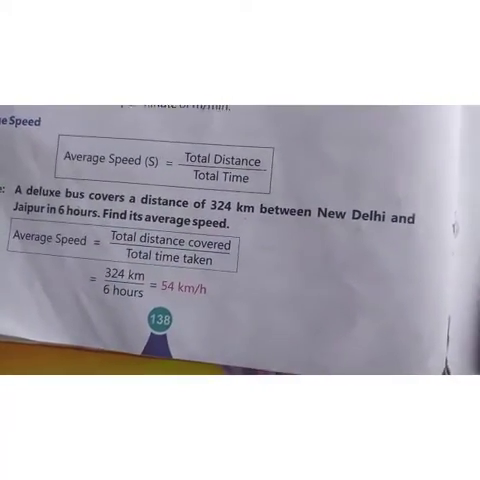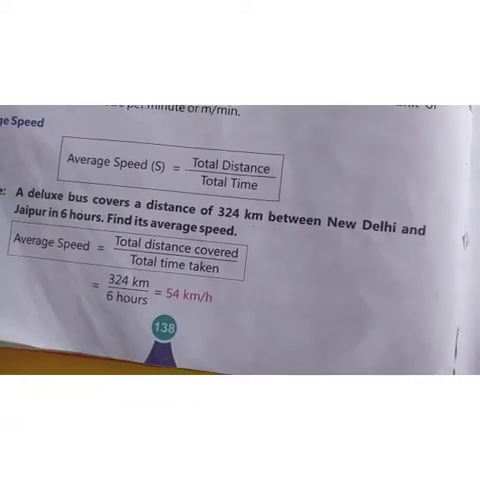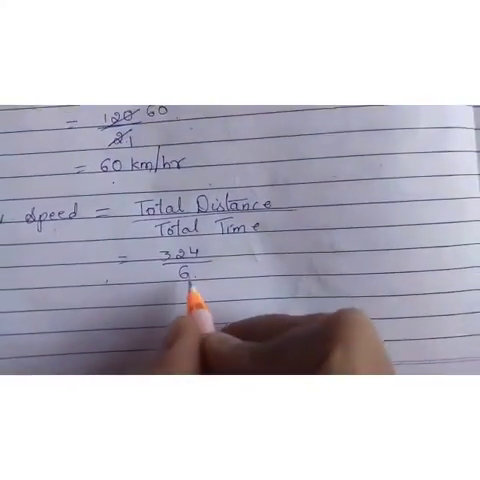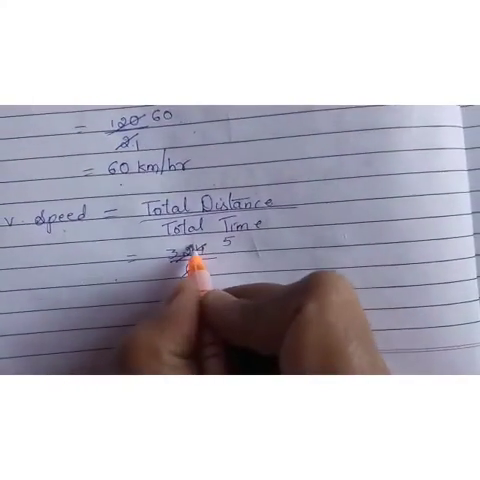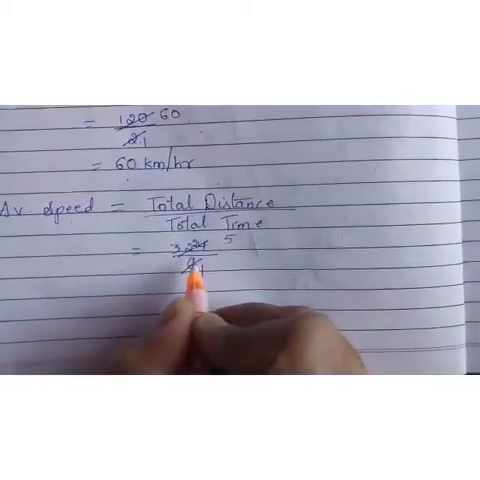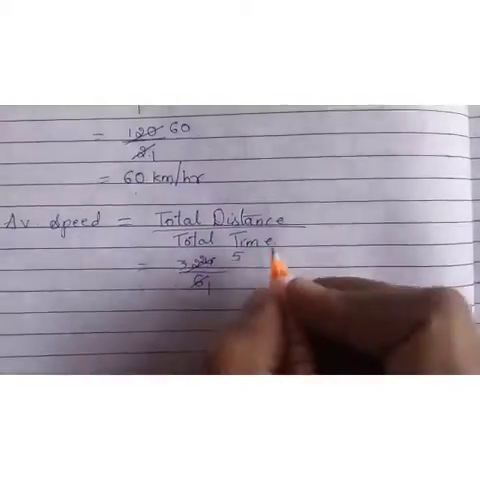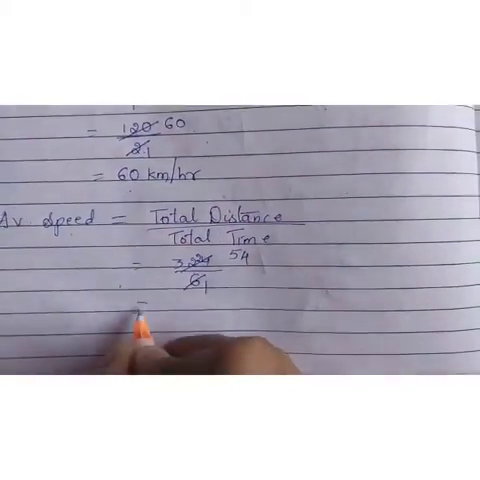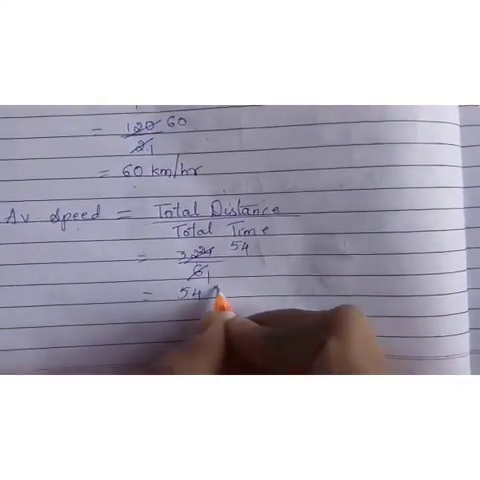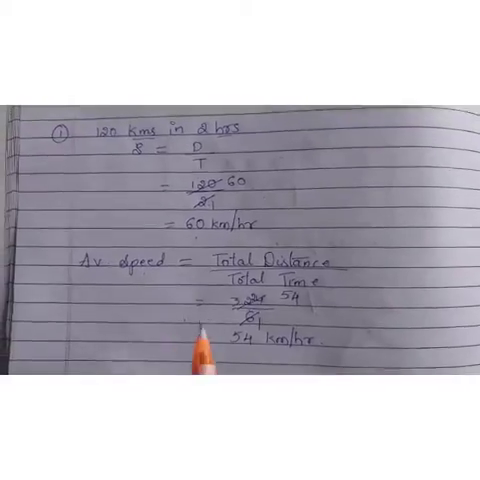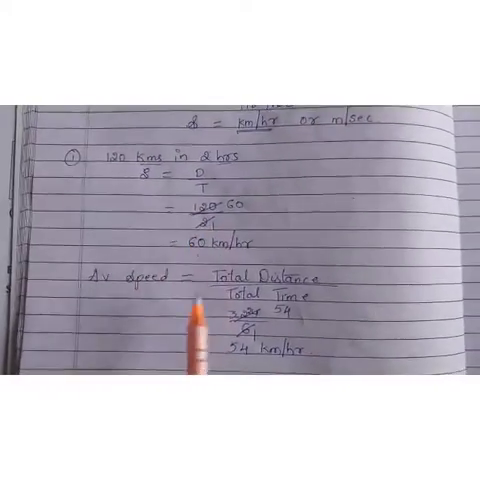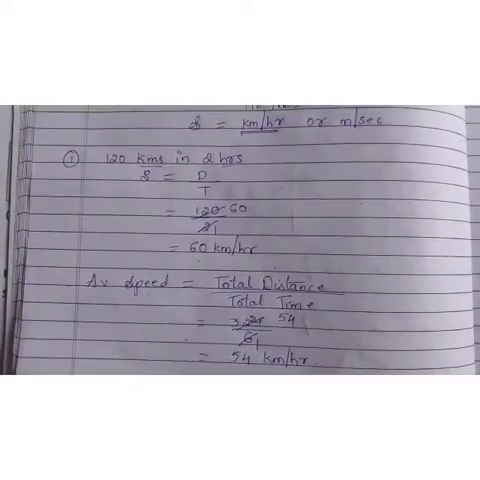So when you divide 324 by 6, you get 6 ones are 6, 6 5s are 30, 2 remainder. 6 how much are 24? 6 4s are 24. So your answer will be 54 kilometers per hour. So this is how we are going to find speed and average speed.